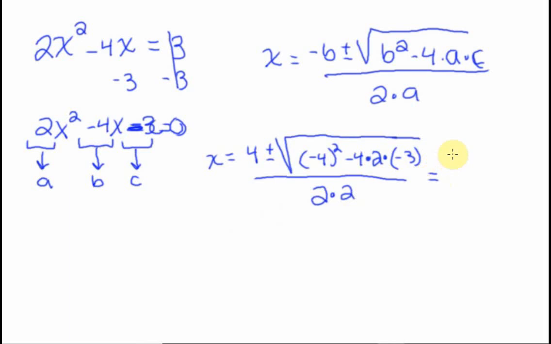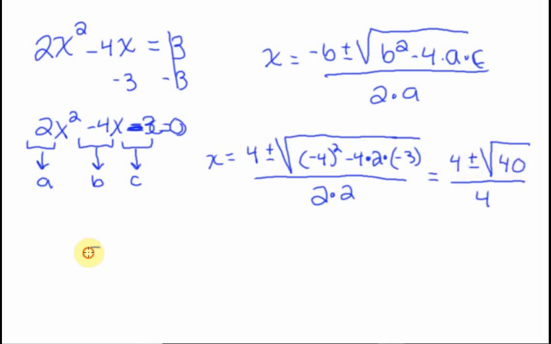So let's see what we get here. 4 plus or minus the square root of something over 2 times 2 is 4. I can handle that part. So what I'm going to want to do is use a calculator again to figure this part. So 4 squared minus 4 times 2 times a negative 3 equals 40.